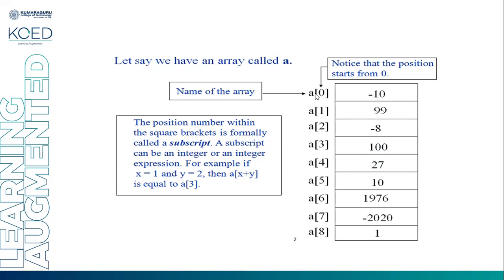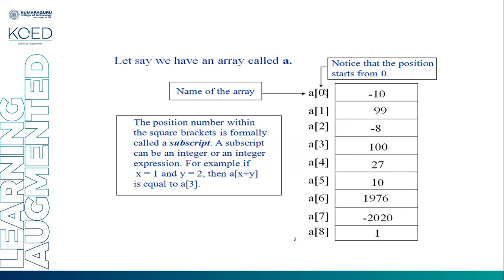A is the name of the array, and the value given in the open and close square brackets is known as a subscript number. If we declare an array to store 100 elements, the first element will be stored in A of 0 and the last element in A of 99. For 1000 elements, the first element is stored in A of 0 and the last in A of 999.